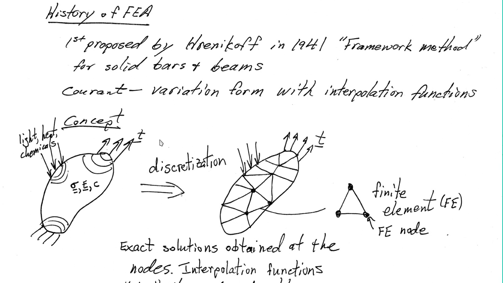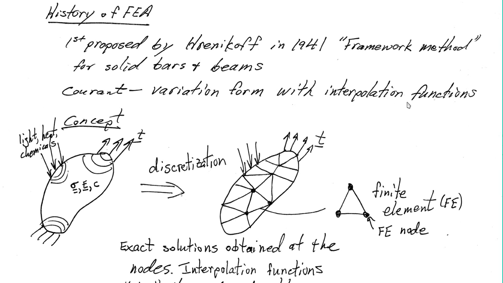So coming back to the original idea of this concept of what is finite element analysis. It was first proposed by Hrennikoff in 1941, called the framework method, and applied to solids, solid bars and beams. Later on, Courant discussed what's called a variational form and introduced something called interpolation functions. We'll get into these in much greater depth later.